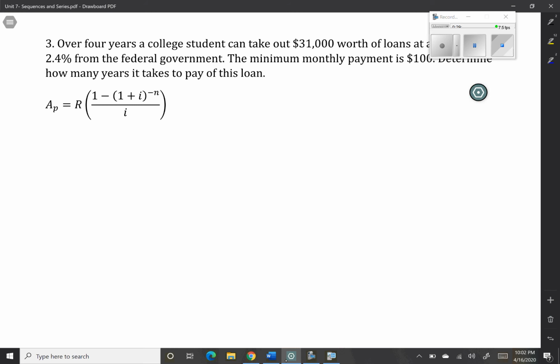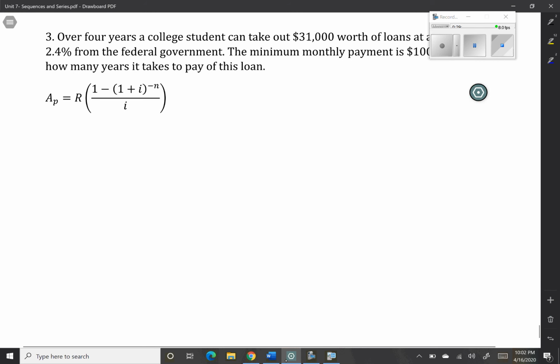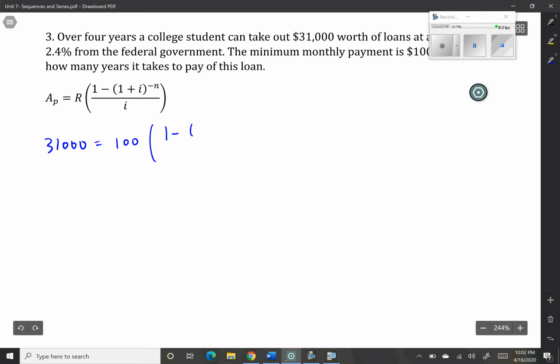This is actually a real life example of what a student loan will look like. Federal loans are usually about 2% to 3%. $31,000 might even be a little bit low for a loan, but you get the idea. So we know the amount of money we're borrowing from the bank, $31,000. We know the monthly payment's $100. We know the interest is 0.024, so divide that by 12 for every month. The thing we don't know is n.